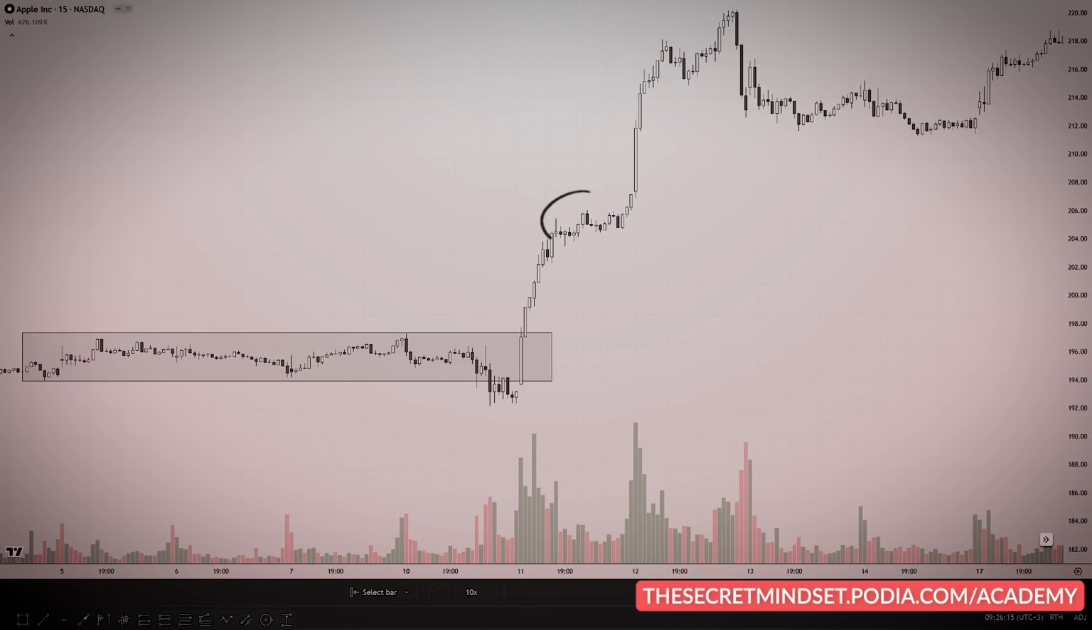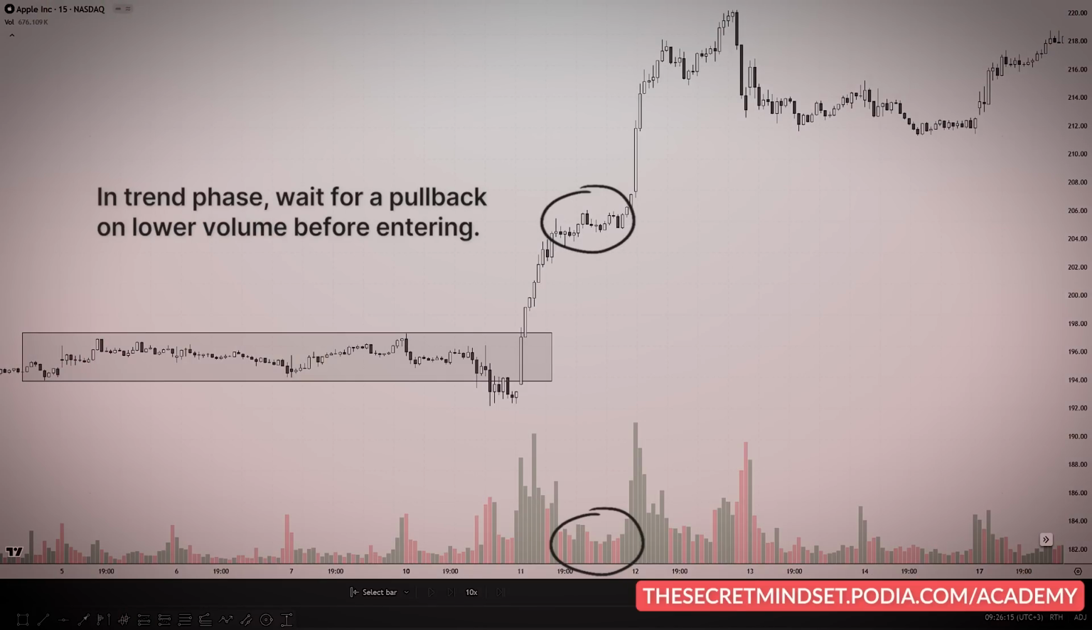Volume can also help with timing. In a strong trend, wait for a pullback on lower volume before entering. This often provides a good entry point with lower risk.